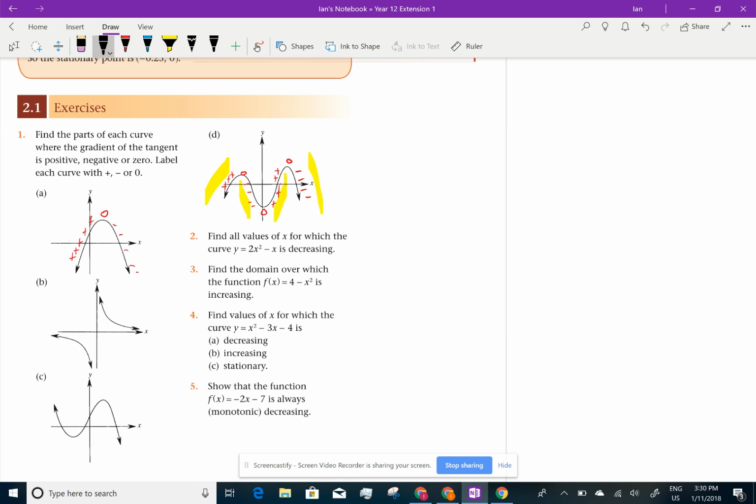Now, question 2. For what values of x is that curve decreasing? Well, I could draw it, and I'm pretty quick at drawing this because it's a parabola. Factorise out the x, and I get y equals x outside of 2x minus 1. Take the x out, that means x equals 0, x equals a half. There it is. It looks like that.